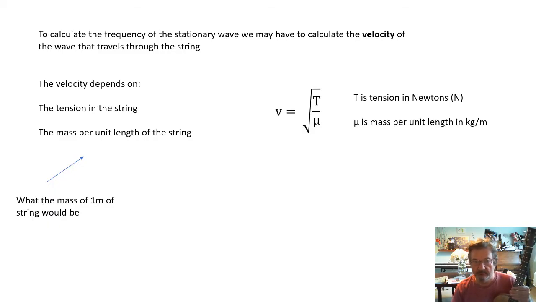Hopefully you won't have to rearrange it. Hopefully it will just be a case of working out the velocity. But V equals the square root of T over mu. T is the tension in newtons. Mu is the mass per unit length, kilograms per meter. Hopefully you'll be given it in kilograms per meter, not grams per meter, because then you'd have to change it to kilograms. So T divided by mu, and then get the square root. V equals root T over mu. We'll have a look at a couple of examples of that.